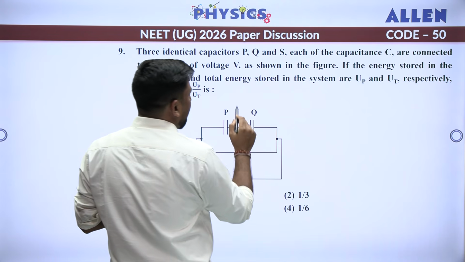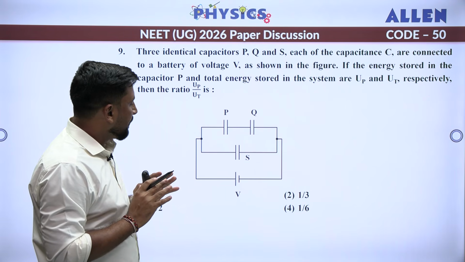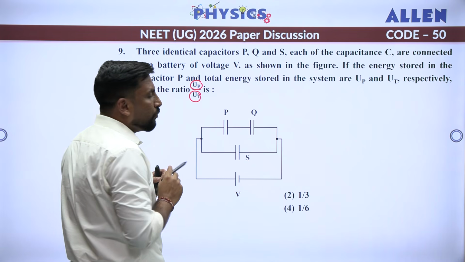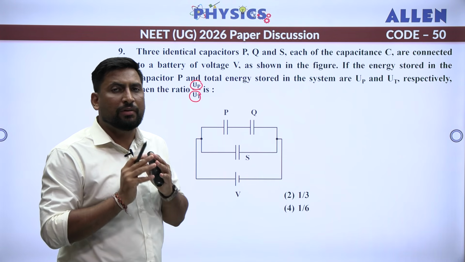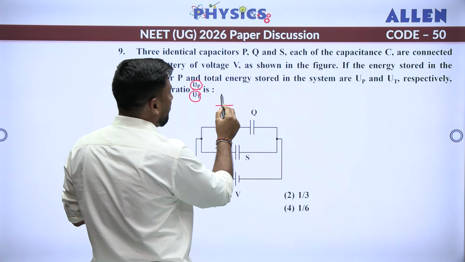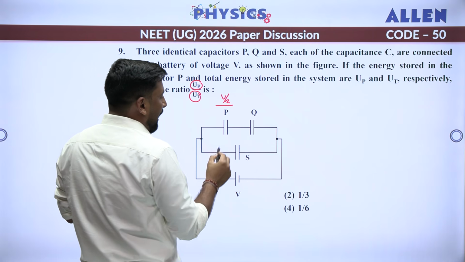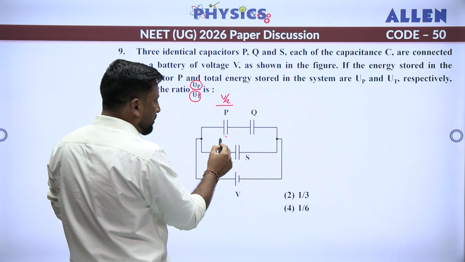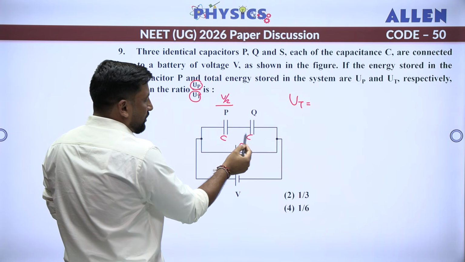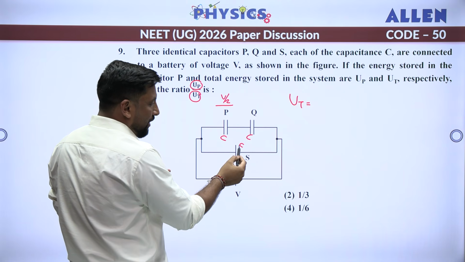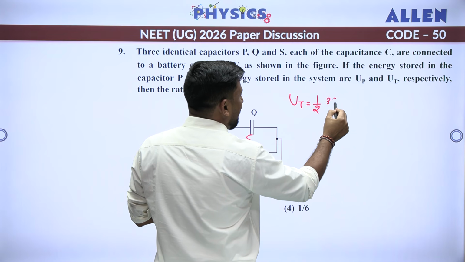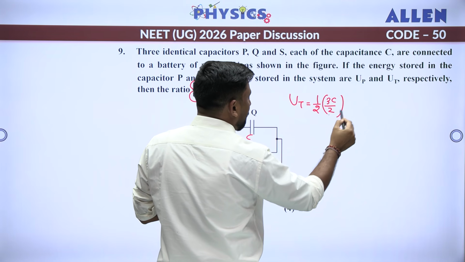Again, it's a very simple question based on capacitor potential energy. We have to find the ratio of UP divided by UT. UT is given as the total energy stored in the system. We know that if this voltage is V, it is an identical capacitor, so V by 2 is the potential difference across this. This is C, this is C, this is C. So let's calculate the UT first. This is C and C in series, so C by 2, and in parallel with the C, that is 3C by 2.